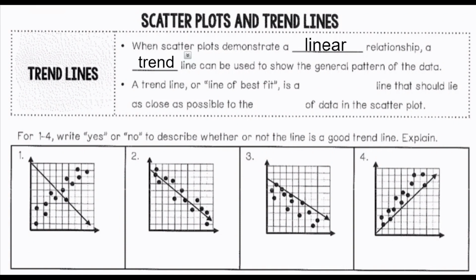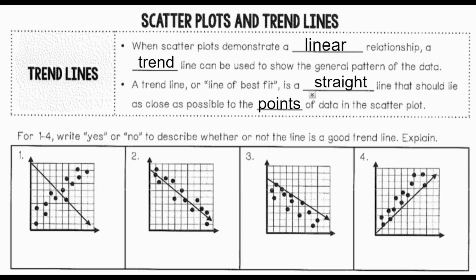A trend line, or line of best fit, is a straight line that should lie as close as possible to the points of data in the scatter plot. The line should go through as many points as we can, with about the same amount of points above the line and below the line. The line should tell us what direction the data is going.